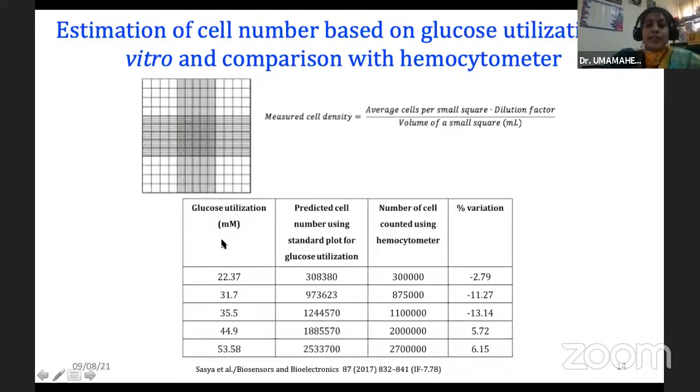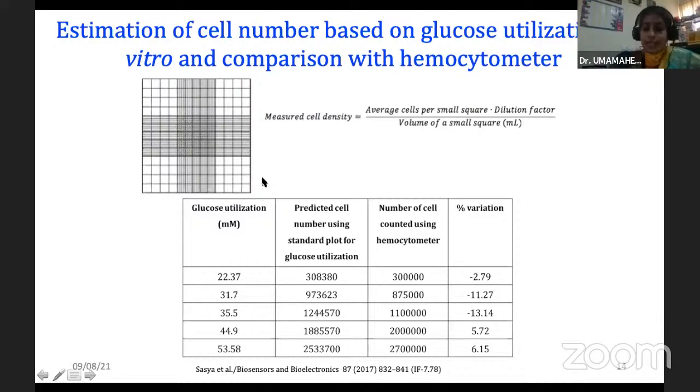So we wanted to see whether this glucose utilization is consistent with the numbers that are actually seen by this visual technique. And you could see from the numbers here, the percentage variation is less. At the maximum, the variation we were getting was only 13%. So pretty much within that 10% or less than 10% variation we were able to see in the number of cells that we counted visually versus the number of cells that we predicted using the glucose utilization.